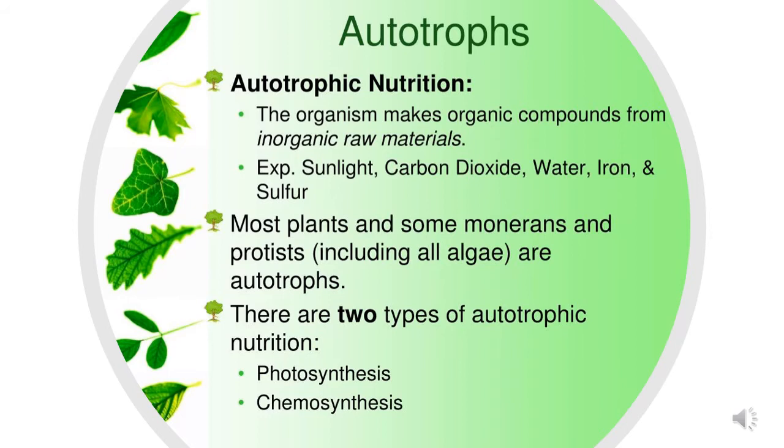Now if you find out, autotrophs mostly include plants, some monerans and protista including the algae. All these plants have chlorophyll which helps them to prepare their own food. Here in autotrophic nutrition we have two types of processes which help in preparing food. One is photosynthesis and the other is chemosynthesis.